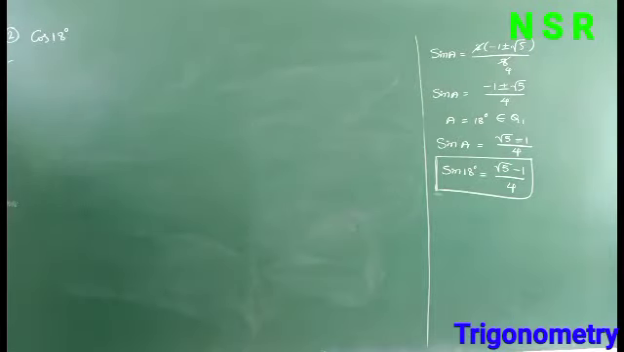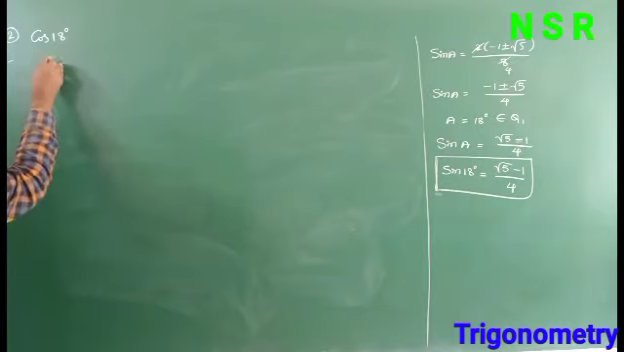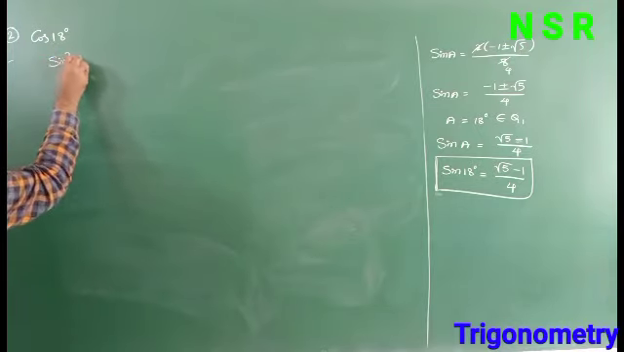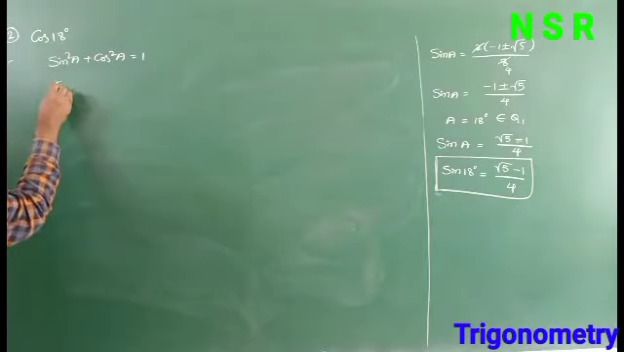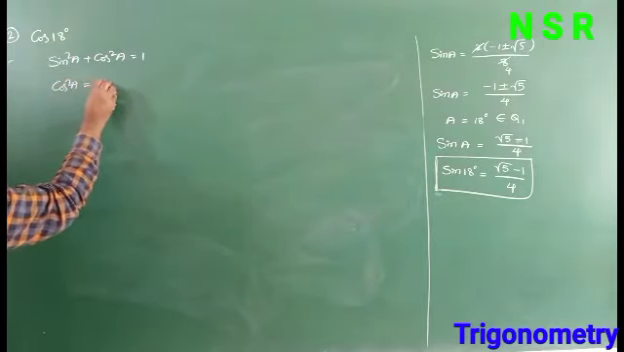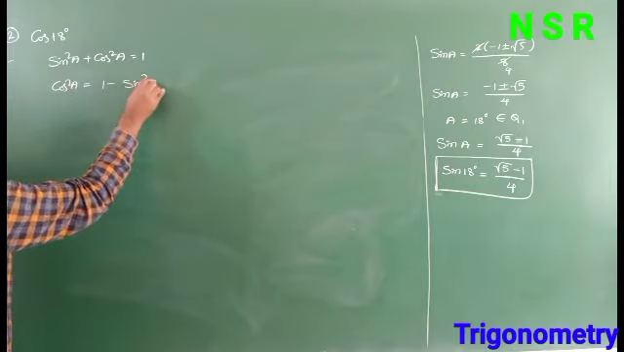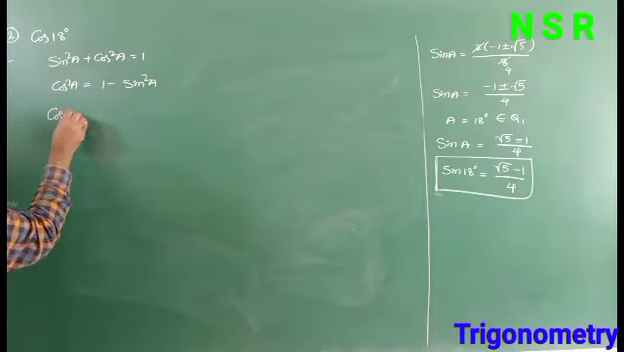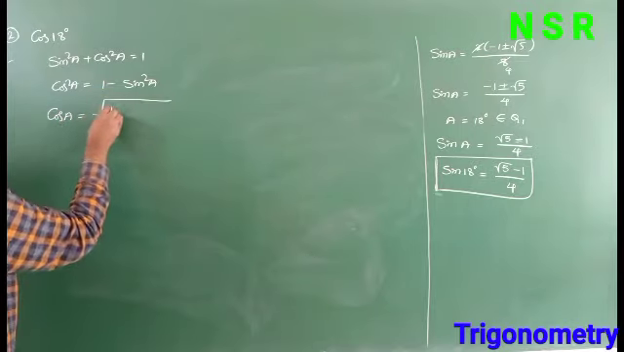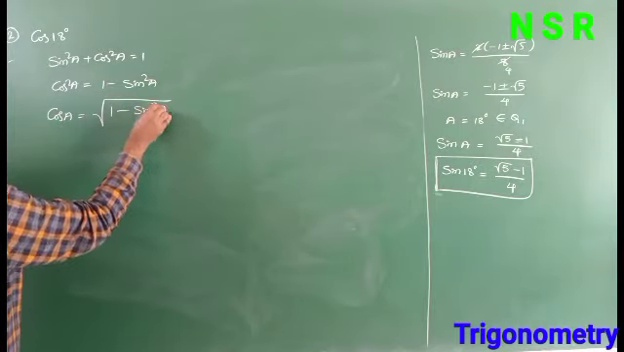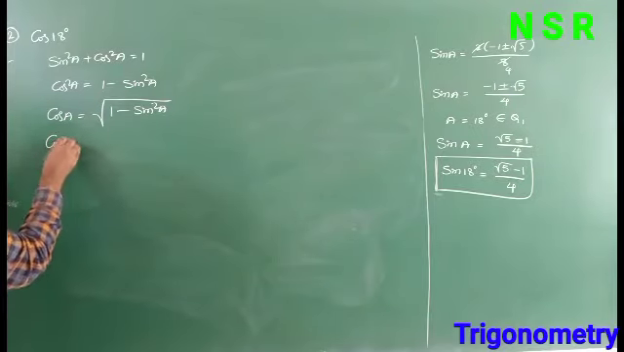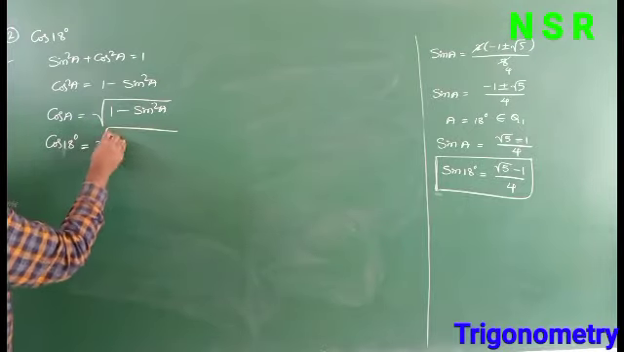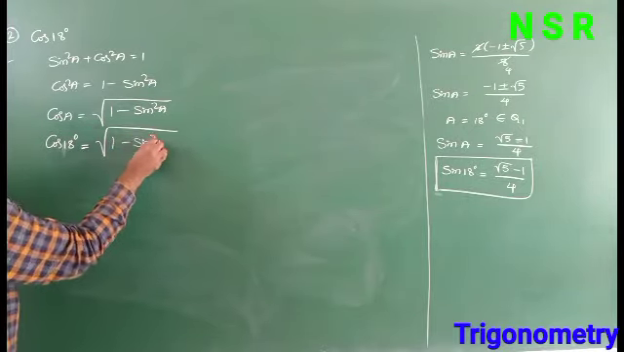So next, cos 18. Already you know the sin 18 value. We have a formula of both sin and cos, that is sin square a plus cos square a equal to 1. So using this we can write cos square a equal to 1 minus sin square a, and cos a equal to square root of 1 minus sin square a. Now here a is 18. So cos 18 equal to square root of 1 minus sin square 18.